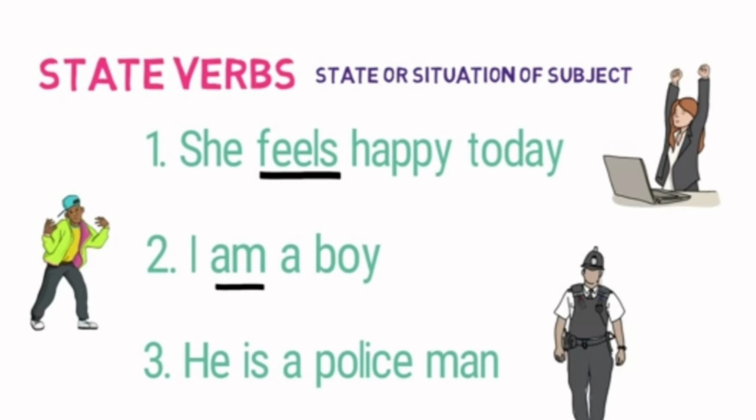Now, the second sentence, I'm a boy. Here, am is a being word. It tells us about me, whether I am a boy or a girl. See the third sentence. He is a policeman. Here, the word is tells us about the man being a policeman. Such being words are also called verbs. So, the verbs tell us about the action or state of the subject.